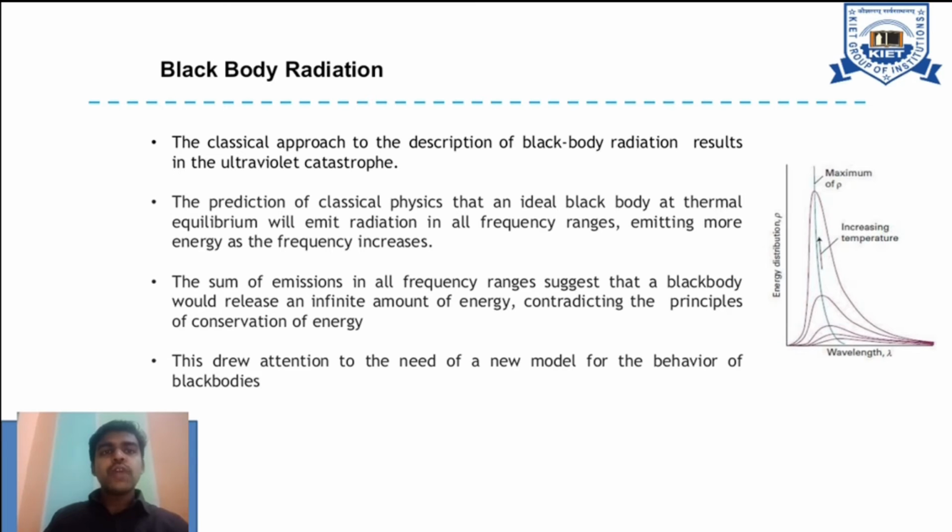So the prediction of classical physics deals with the ideal blackbody at thermal equilibrium. At the same time, it is emitting radiation in all frequency ranges. And the last point indicates it emits more energy at the same frequency when it increases. So two things we are considering here. One is the ideal blackbody at thermal equilibrium emitting radiation in all frequency ranges. At the same time, emitting more energy also when the frequency is increased.